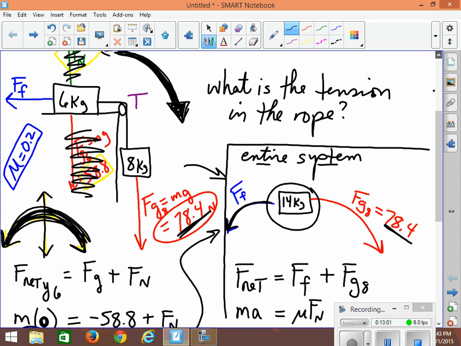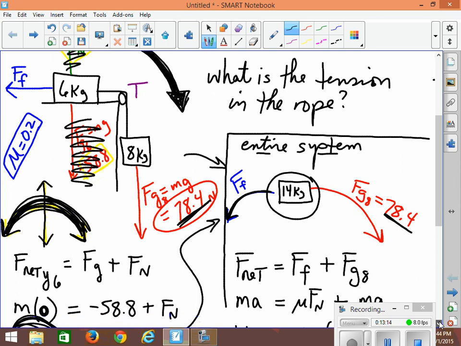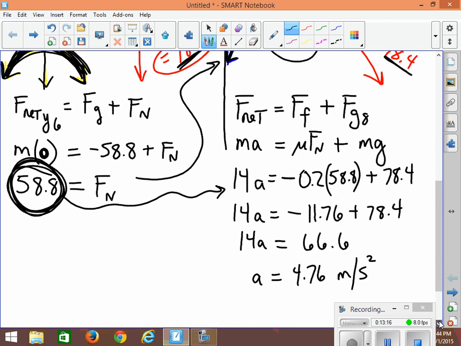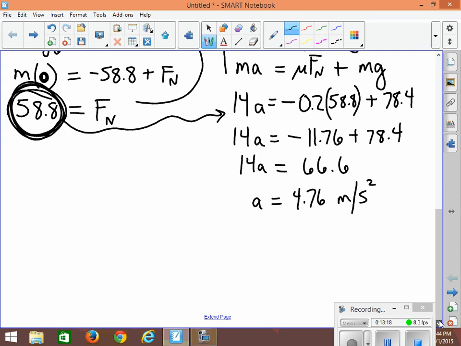And that makes sense, right? We can tell that the 8 kilogram block is going to pull on the 6 and move it to the side until eventually it falls off the edge of the table and follows the 8 kilogram block to the floor. So now we have the acceleration of the system. Now we can figure out the tension by analyzing any one of the two parts of the system.